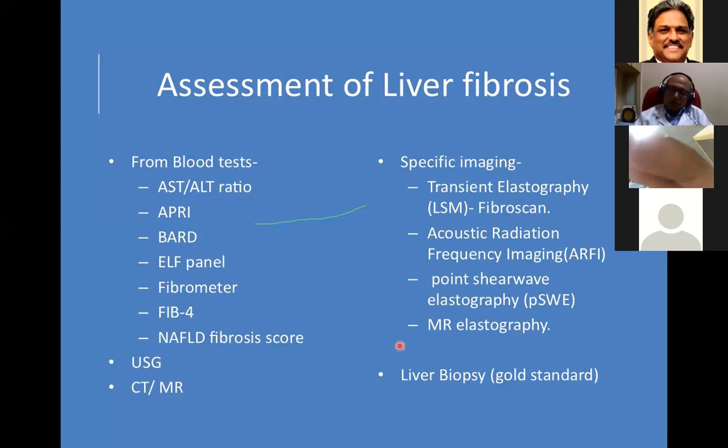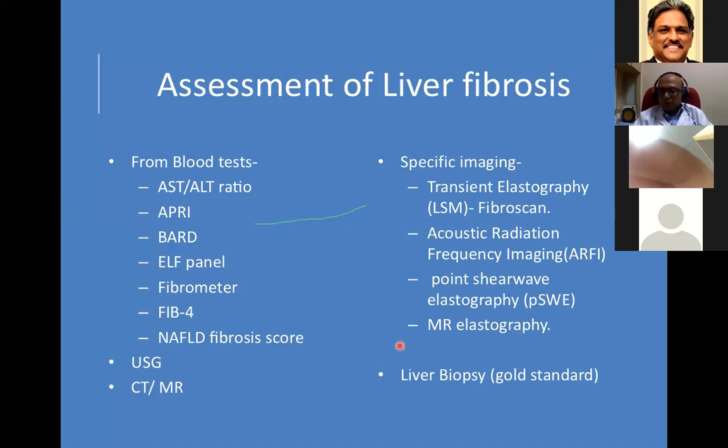And nowadays with imaging, we have got something called FibroScan, which is a reasonably portable machine, which is a painless test which can be done in an office, and it gives you a reading called the liver stiffness measurement. So based on that, it gives a scale of F0 to F4 fibrosis.